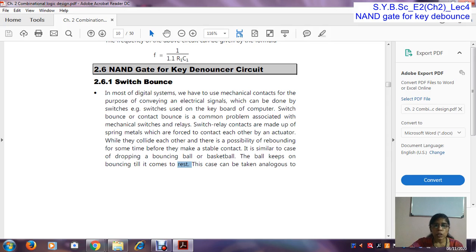While they collide with each other, there is a possibility of rebounding for some time before making a stable contact.